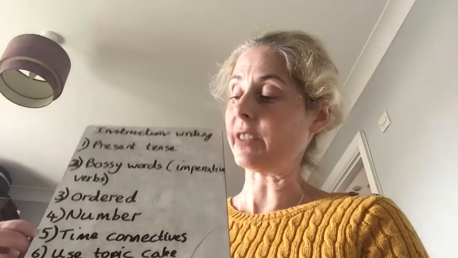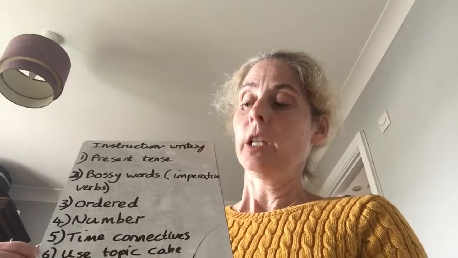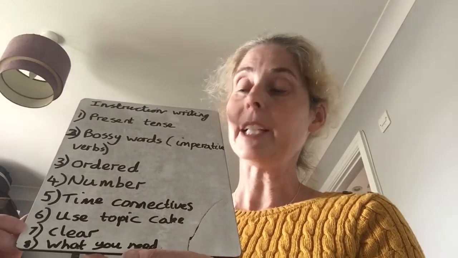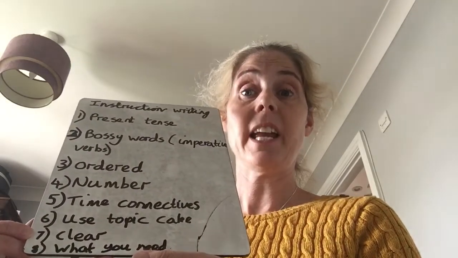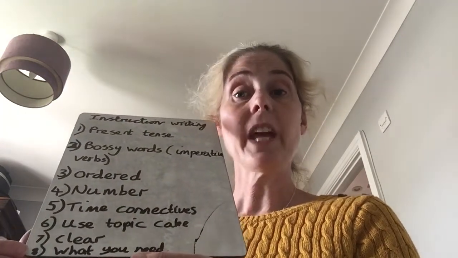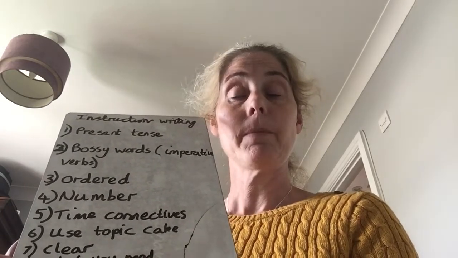First, next, after that, okay? Use topic words to help so that people understand. Make sure it's clear instructions for people to follow. And then make sure you've written what they need and the method. Okay, the ingredients first, or what they need to make something. Do they need a screwdriver to help them and a hammer to help them? Okay, that's really important. Okay, Year 1, we're going to move on tomorrow to more things about instruction writing.